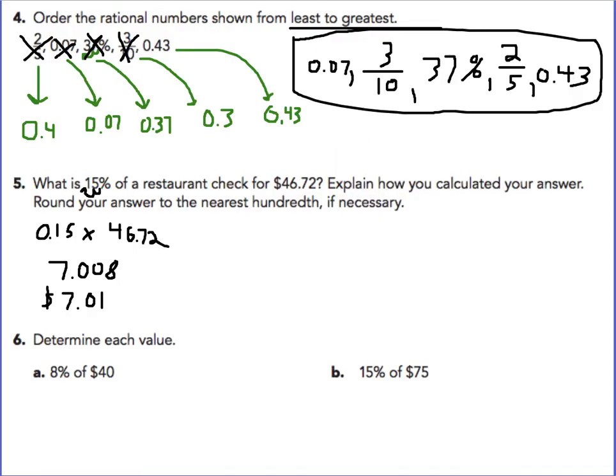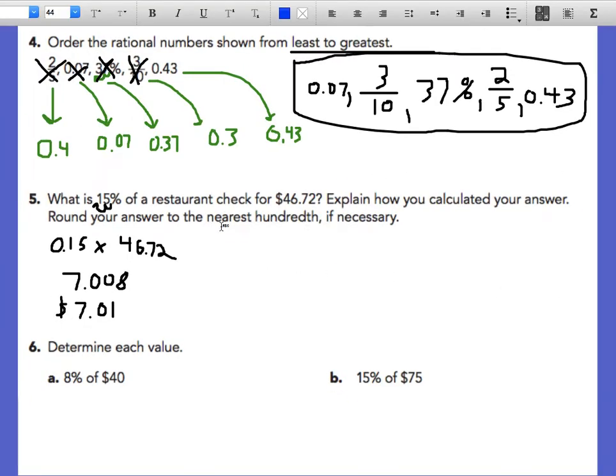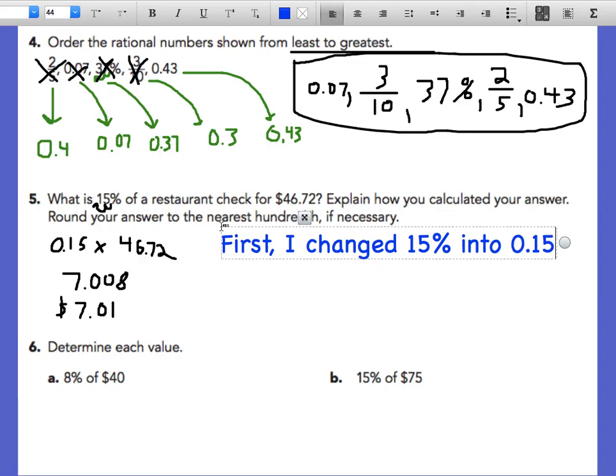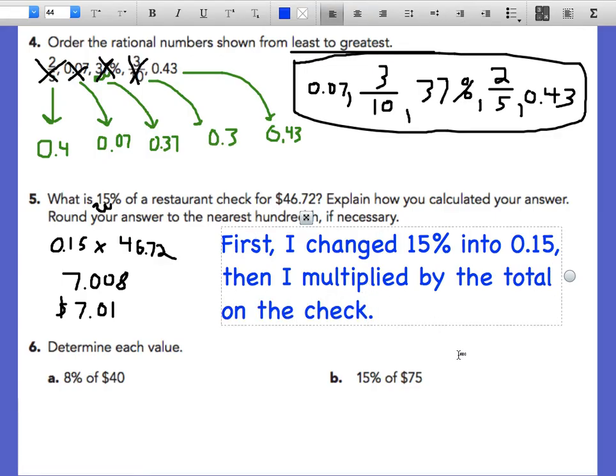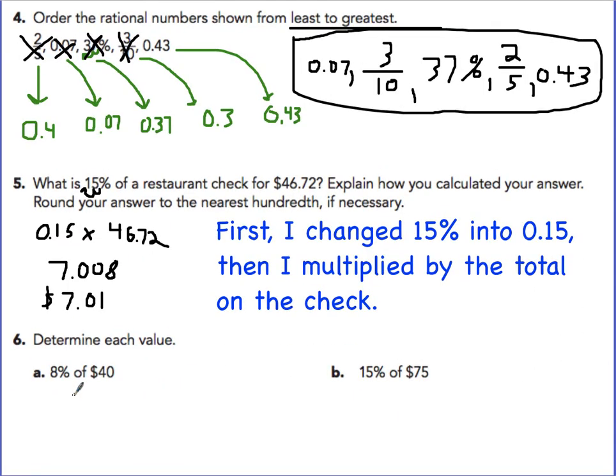All right, so the explanation part now. It says explain how you got your answer. So first, I changed 15% into 0.15. Then I multiplied by the total on the check. And we did round.